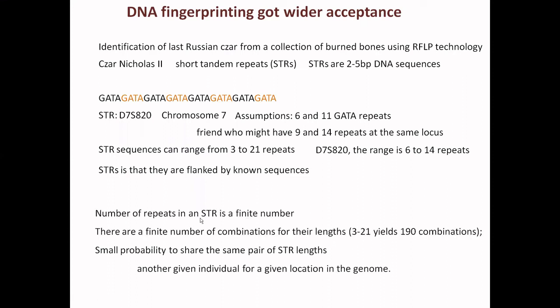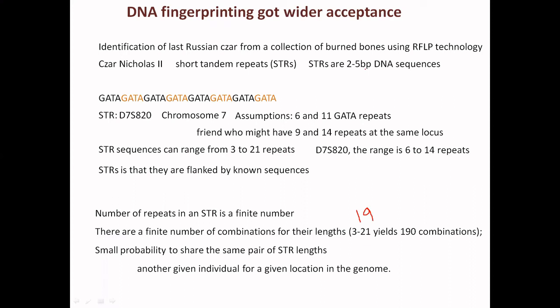The number of repeats in an STR is a finite number. There are a finite number of combinations for their length, like 3 to 21, that is the number of repeats, and that can yield 190 combinations. How can it yield 190 combinations? So 3 to 21 means there are 21 minus 2, 19 combinations.